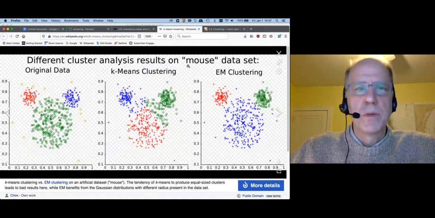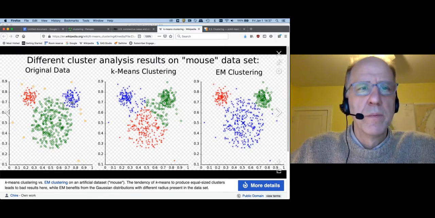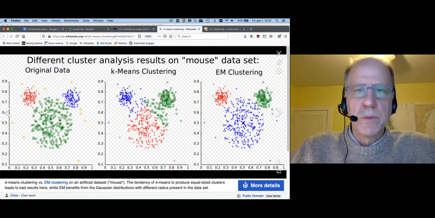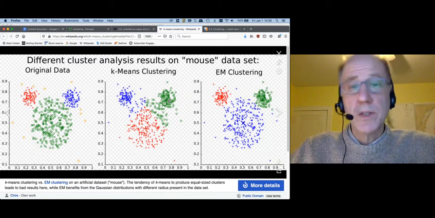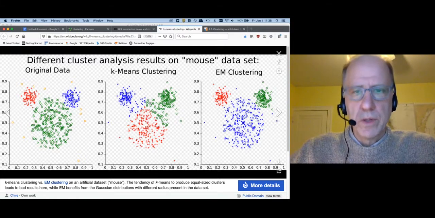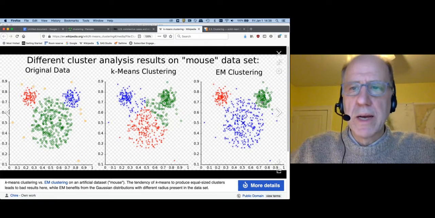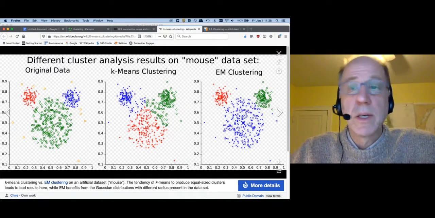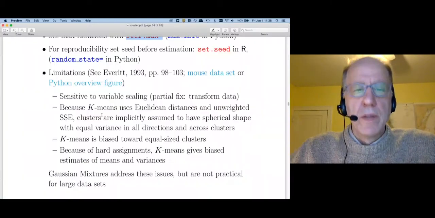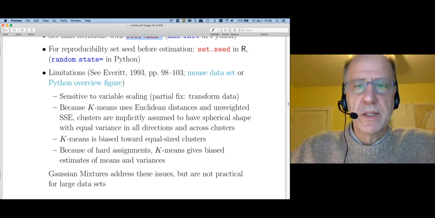Another very famous example is called the mouse dataset. The mouse dataset consists of one large cluster, 2 small clusters that look a little bit like the face and ears of a mouse. When we run k-means, we see exactly the same thing, where the clusters that have smaller variances tend to swallow up a lot of the observations for the cluster with a large variance. We are going to get into Gaussian mixtures next, and you're going to see Gaussian mixtures excels for this particular problem. Another well-known limitation is that there's a bias towards producing equal-sized clusters.